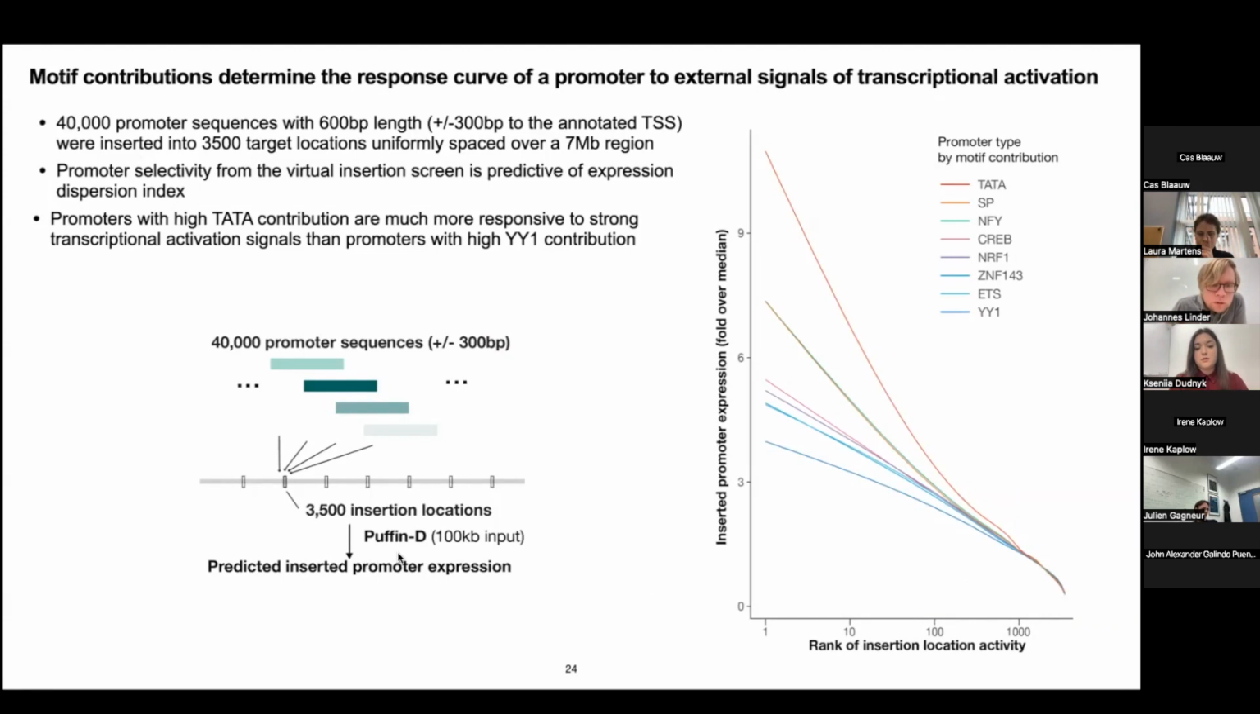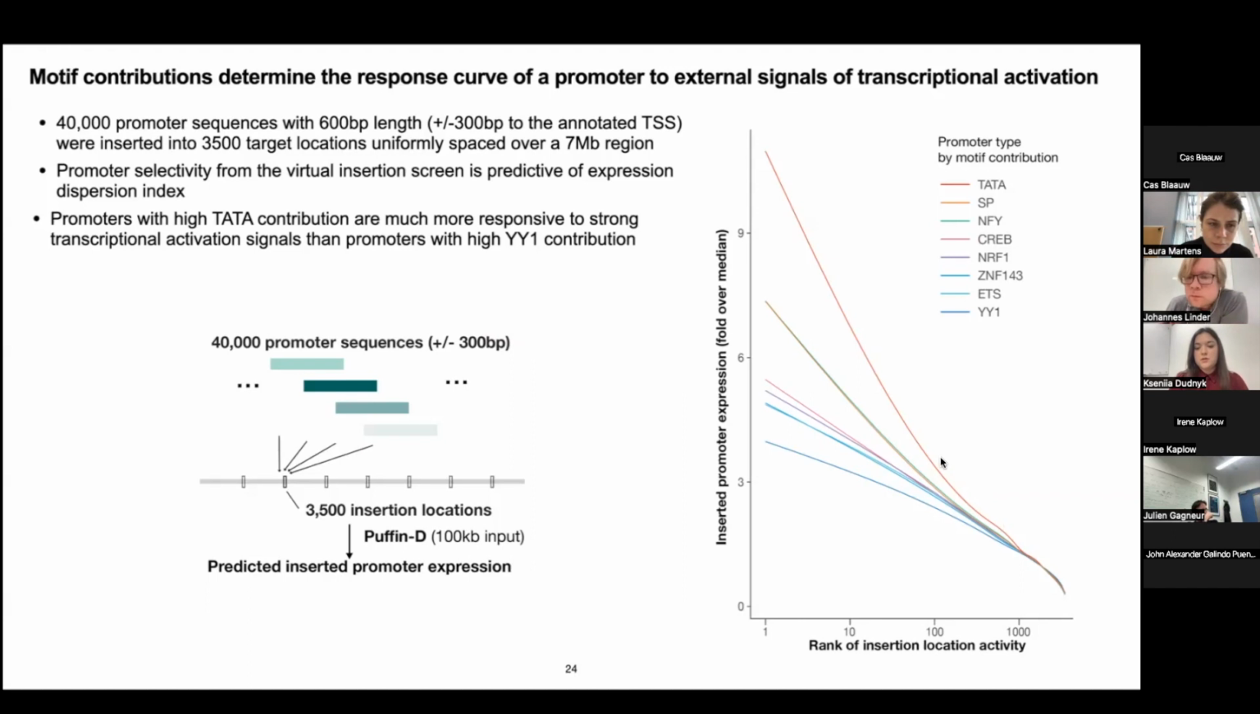And this is where we cannot use Puffin, because it uses only local sequence context. But we have the Puffin-D model that takes a long sequence and makes a base pair resolution prediction. So we did that, and we observed that, similarly to what we see across tissues, TATA promoters are more selective. They are only expressed in few locations, and YY1 promoters are expressed in many locations. And another thing we observed is probably connected to how the promoter responds to activation by distant regulatory elements.